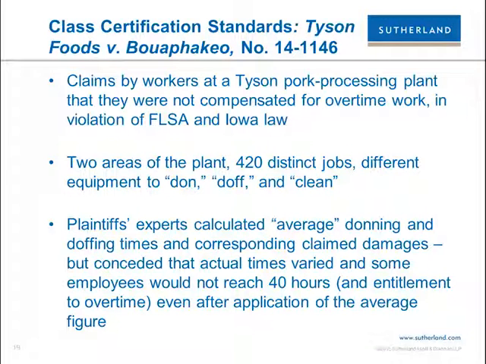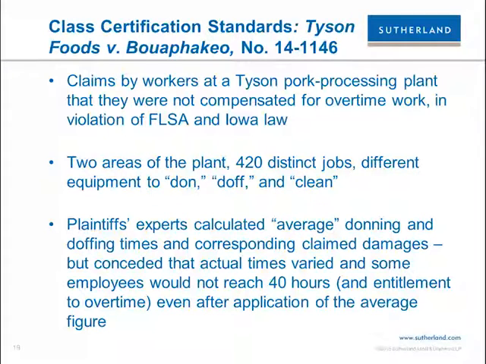The claim is essentially that while Tyson had a system for capturing time taken to don and doff and clean the equipment used for various jobs in the processing plant, that system was not fully and completely capturing that time, such that employees were being undercompensated and overtime was not being paid when proper calculations, they allege, would have brought some employees, and that some may turn out to be critical, over the 40 hours per week mark.